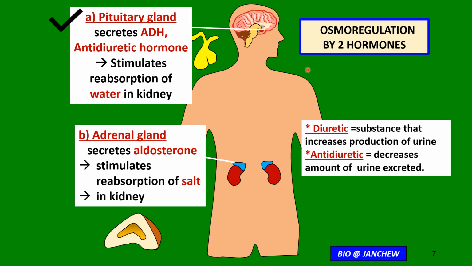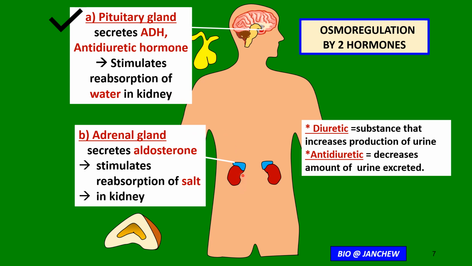So this picture shows us the location of the two endocrine glands that secrete the two hormones used in osmoregulation. So osmoregulation by the two hormones. Firstly, the pituitary gland, which is shaped like some grapes, like two grapes. It secretes the ADH or antidiuretic hormone to stimulate the reabsorption of water from the renal tubule back into the blood in the kidney when a person lacks water, right?